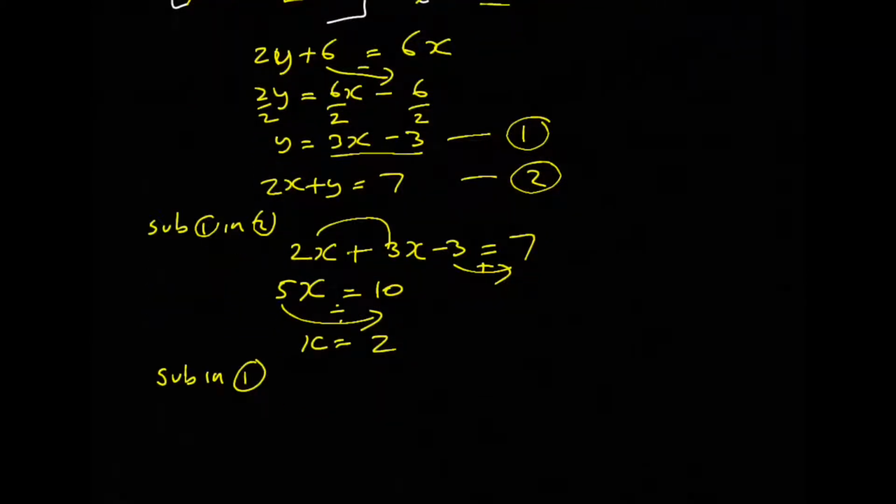Now we sub in 1 to find y, so y equals 3 times x, which is 2, minus 3, equals 6 minus 3, which is 3. So they're your two values, y equals 3, x equals 2.